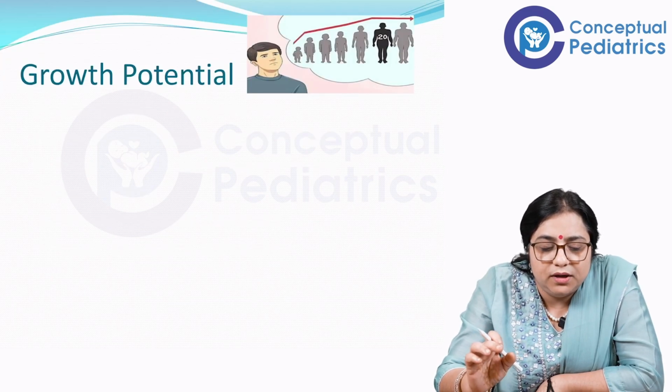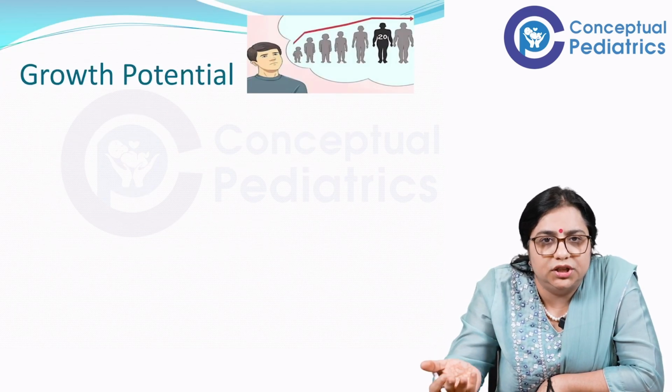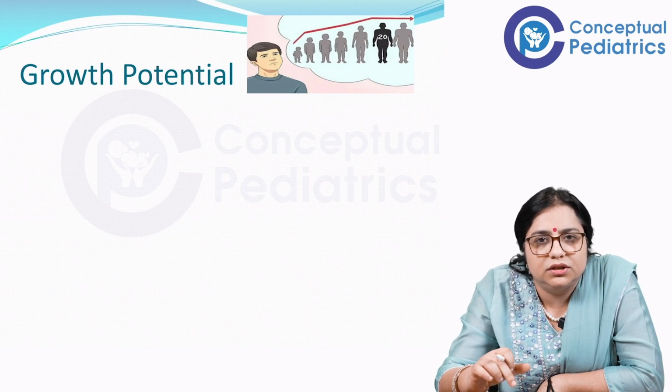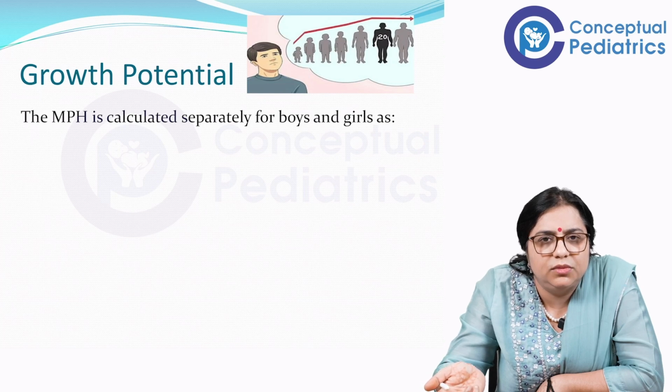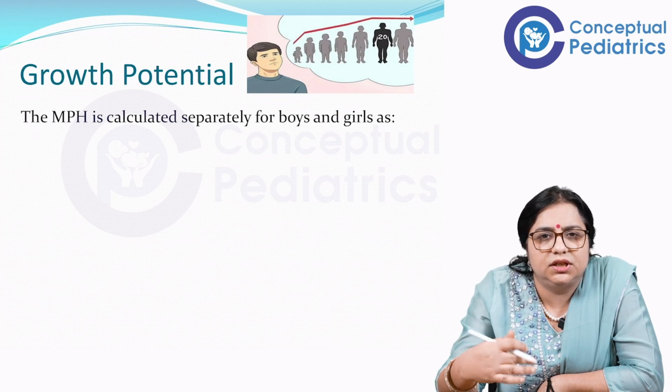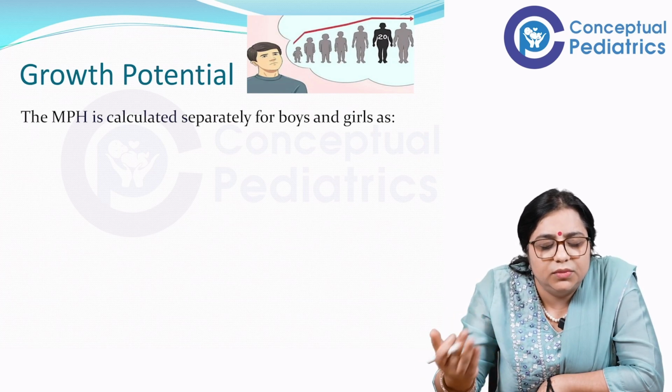Now, another important point is growth potential. How do we calculate the growth potential? We calculate the mid-parental height. So whenever we see the child for the first time, we check the mother's height, we check the father's height, and then we calculate the mid-parental height.